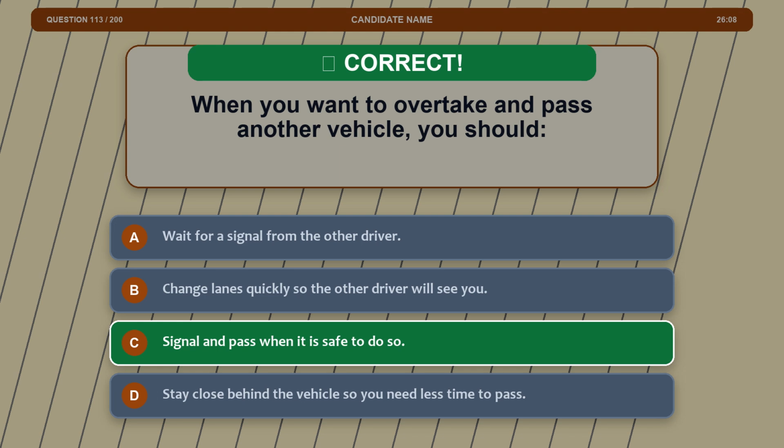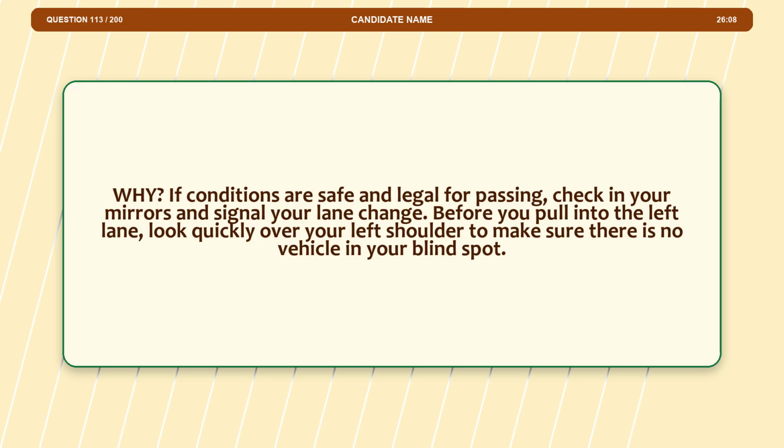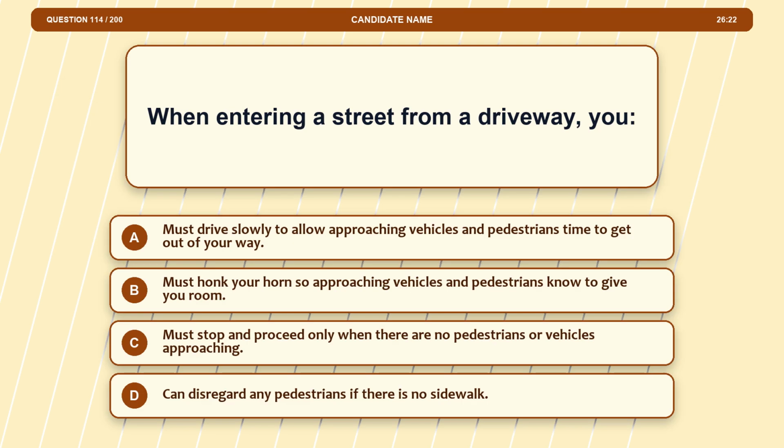The correct answer is option C, signal and pass when it is safe to do so. Explanation: if conditions are safe and legal for passing, check in your mirrors and signal your lane change. Before you pull into the left lane, look quickly over your left shoulder to make sure there is no vehicle in your blind spot.